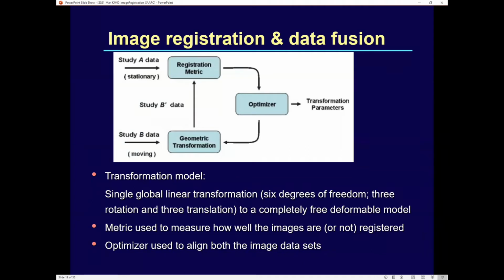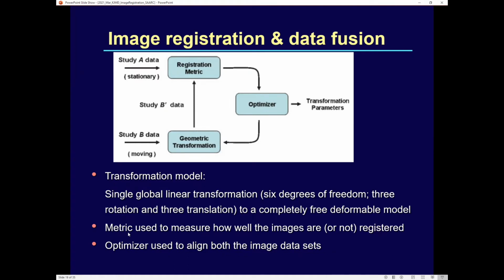image registration and data fusion. The first and main component of the image registration and fusion is the transformation matrix itself, which can range from a single global linear transformation of 6 degrees of freedom to the affine transformation, which is a maximum of 12 degrees of freedom, to completely a deformable model, which could have degrees of freedom as much as 3 times the number of voxels.